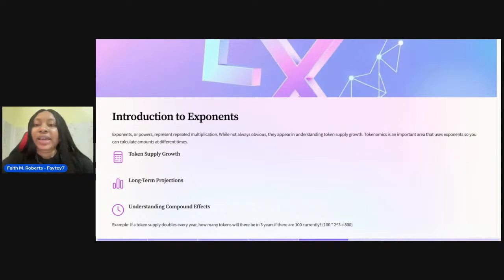Example, if a token supply doubles every year, how many tokens will there be in 3 years if they are 100 currently?